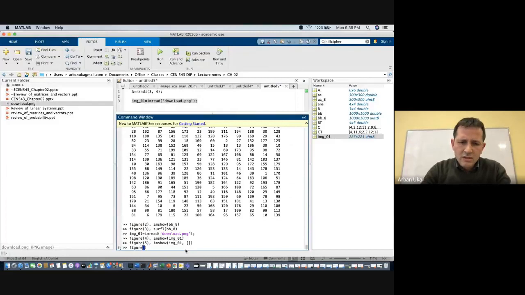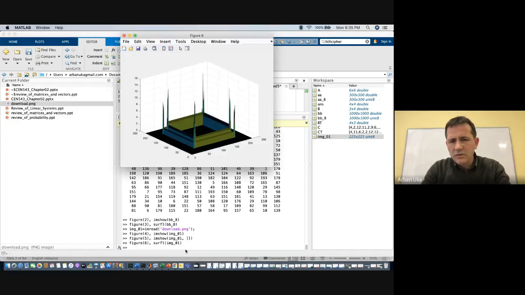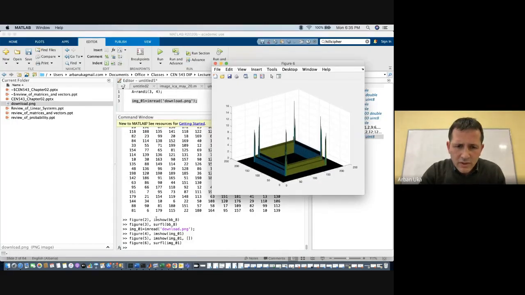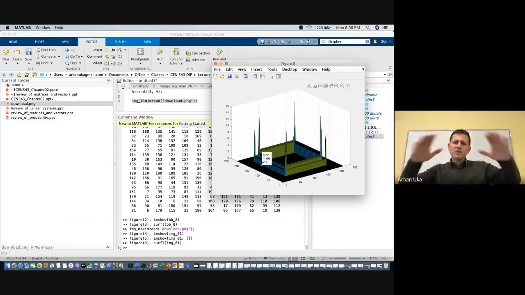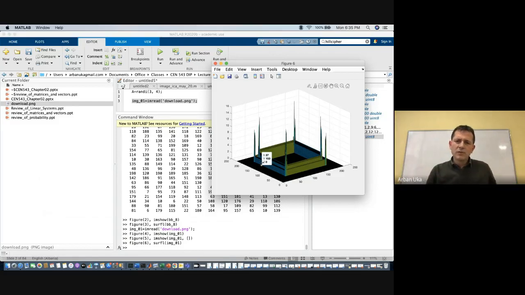Now we can try to plot figure 6. We can do surfl of img01, and now here we have this figure 6, which would be equivalent to figure 3, which was again surfl, which meant that we now want to plot, like if this is a mountain, a three-dimensional plot of the XY, where we denote the location where the intensity is going to be evaluated, and the Z-axis is reading the intensity.